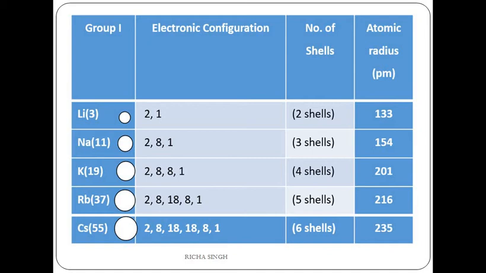So you can conclude here that in a group, as we are moving down, there is an increase in the number of electrons and there is an increase in the number of shells also. So when the shells are increasing, the atomic size or the atomic radius also increases down the group. Because shells are increasing, it is increasing the distance of the atomic radius for an atom in a group.